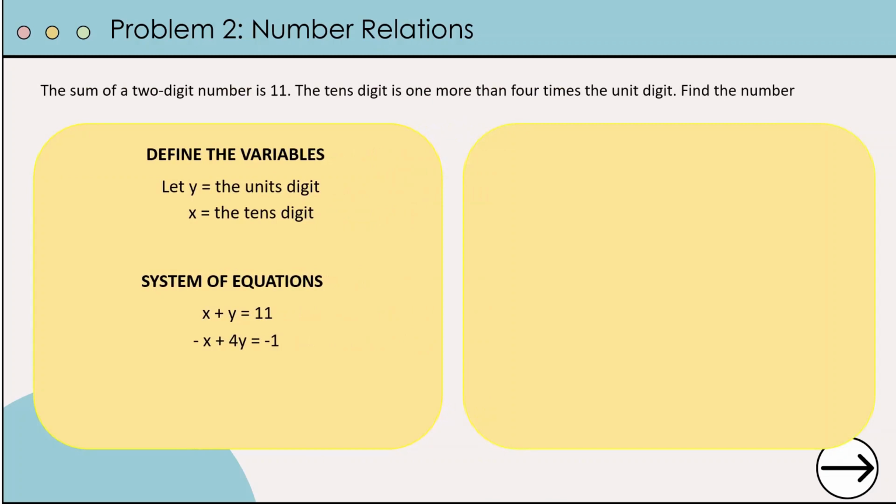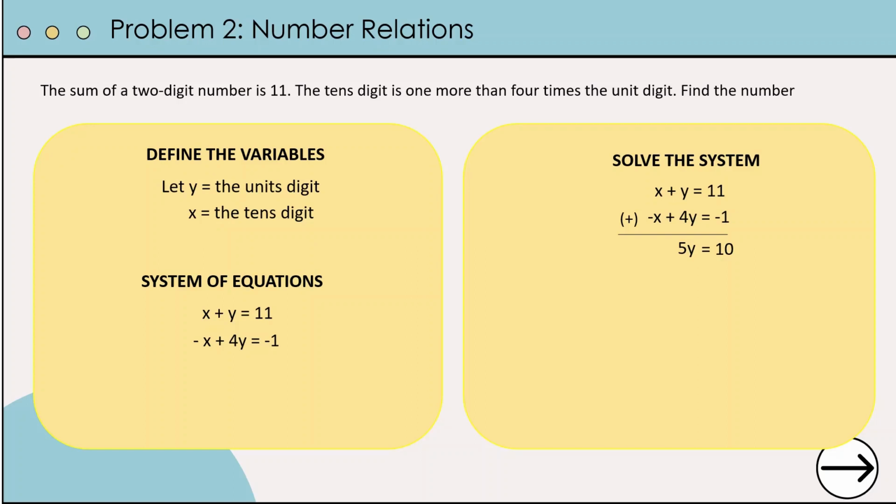Our third step is to solve the system. We have here our two equations, x plus y equals 11 and negative x plus 4y equals negative 1. If we notice, we can easily eliminate x as they have opposite signs. The first is positive x and the second one is negative x. We add these equations. x plus negative x is equal to 0, y plus 4y is equal to 5y, 11 plus negative 1 equals positive 10.